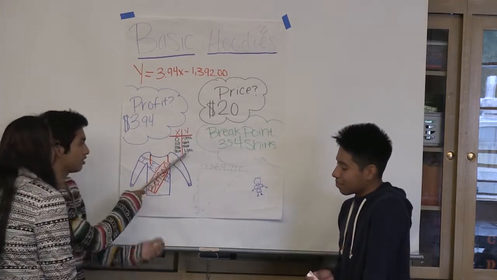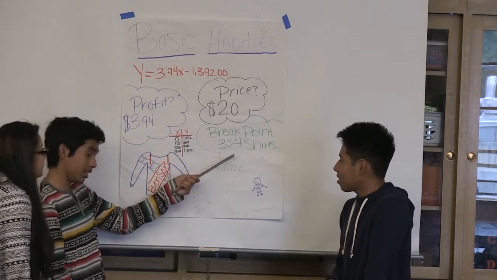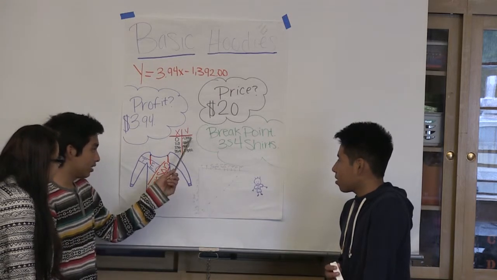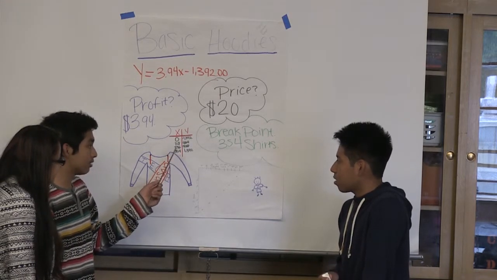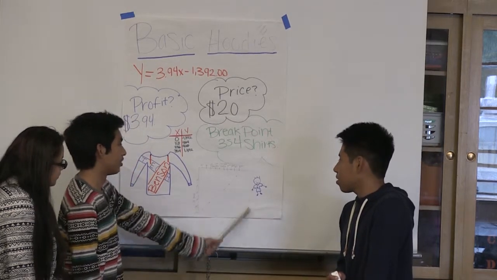So we made this graph of how many we need to sell to get to the break-even point. We made a table and a graph showing exactly how many hoodies we have to sell to break even and not be in debt anymore.